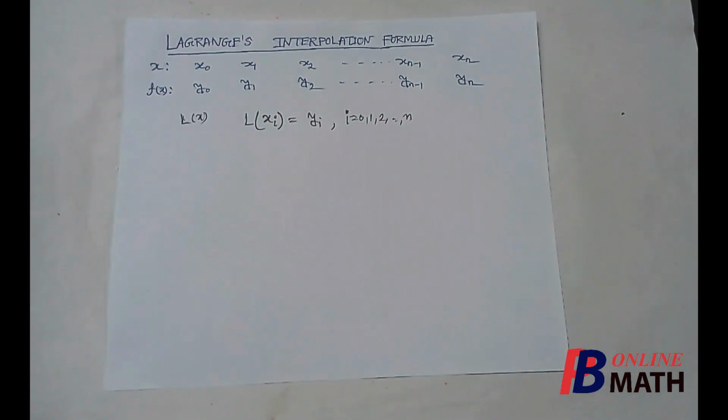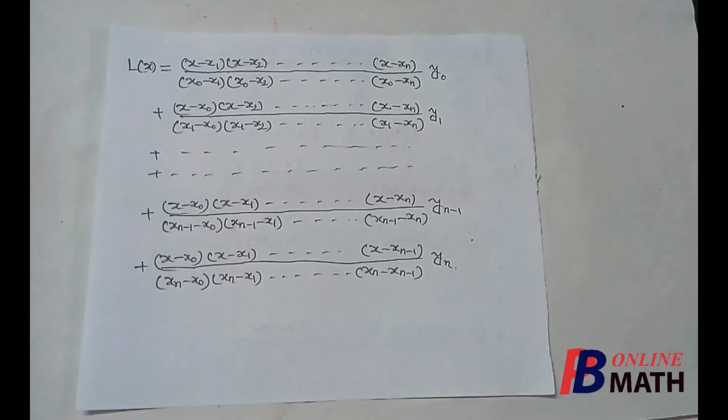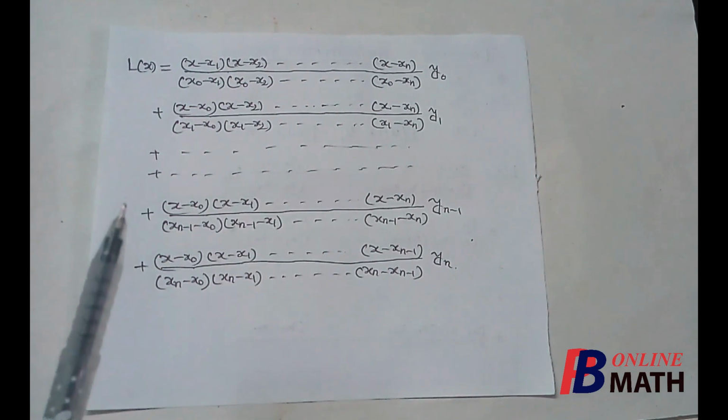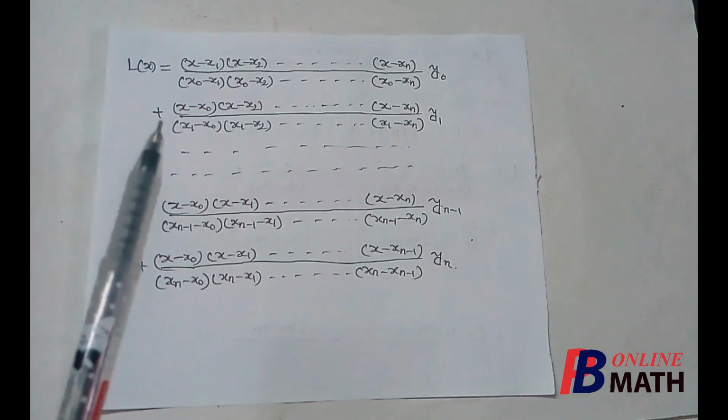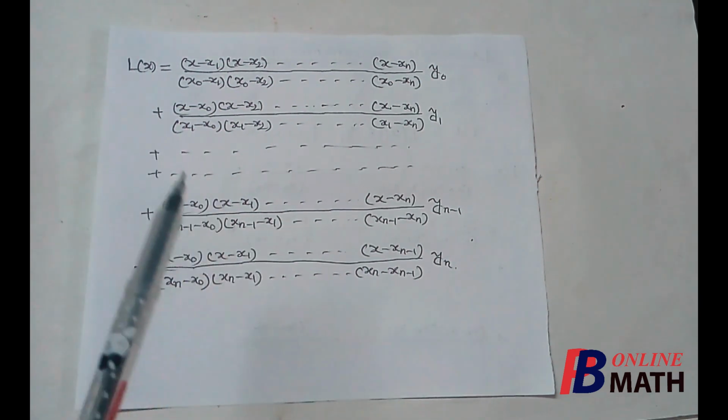Now there are two ways to write this polynomial. In the first way we write the polynomial directly, and in the second way we write the polynomial in some systematic way. First we shall write the polynomial directly. So this is the direct method to write the Lagrange polynomial. Here we have written the polynomial L(x). This is the polynomial of degree n.